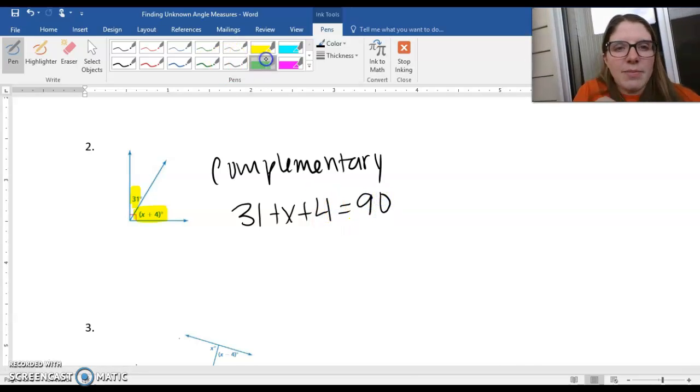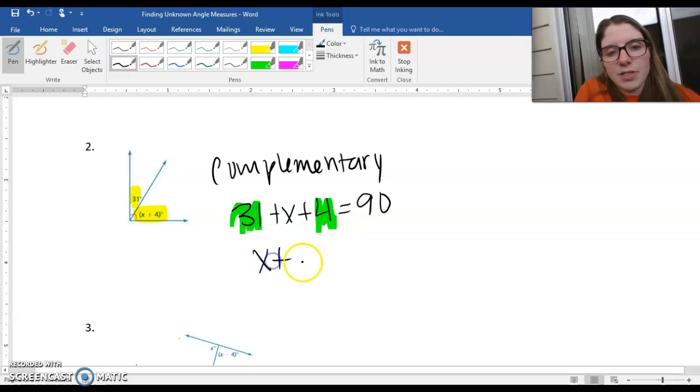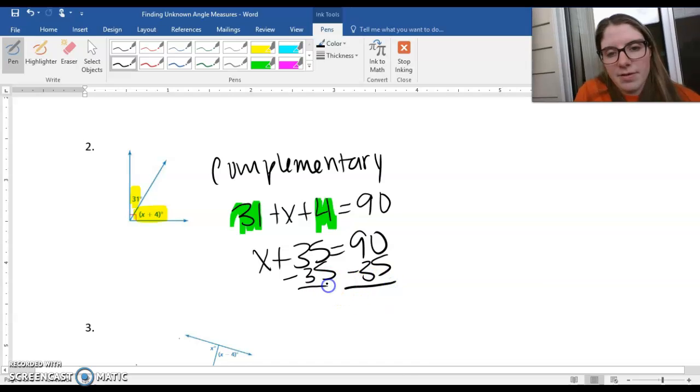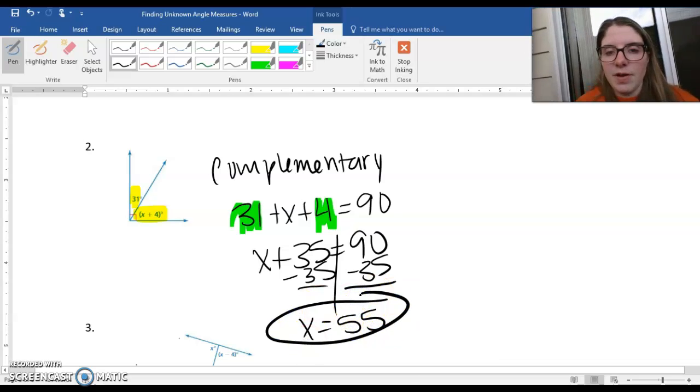So I can combine these two now, because they're like terms. Remember, this should be a review from the beginning of the year. So then you're going to have x plus 31 plus 4 is 35 equals 90. Solving a one-step equation, I need to subtract 35, subtract 35. So I'm going to get x equals 90 minus 35 would be 55. So x equals 55.